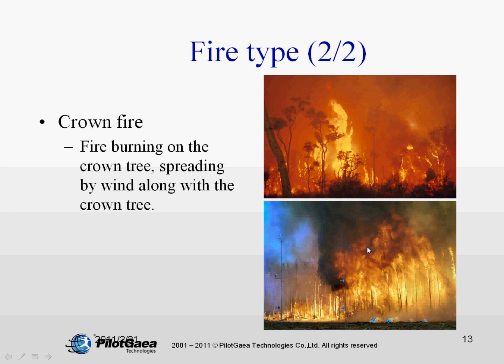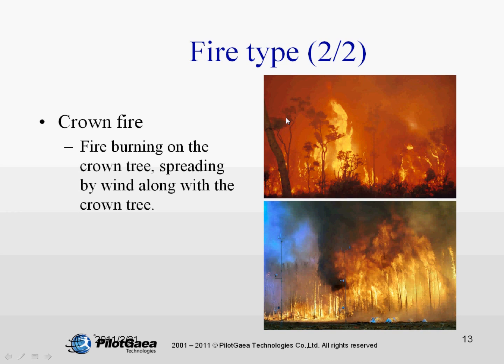After a period of burning on the surface of the ground, the fire becomes strong to some level, and then the fire may burn the tree crown, which is the place where the leaves are. Here.